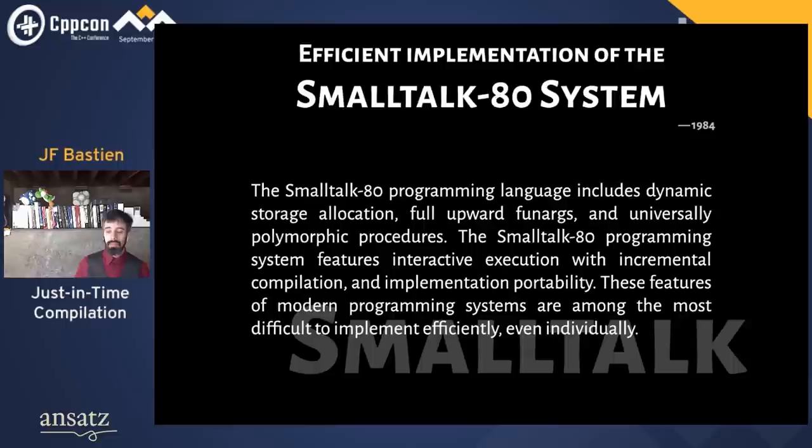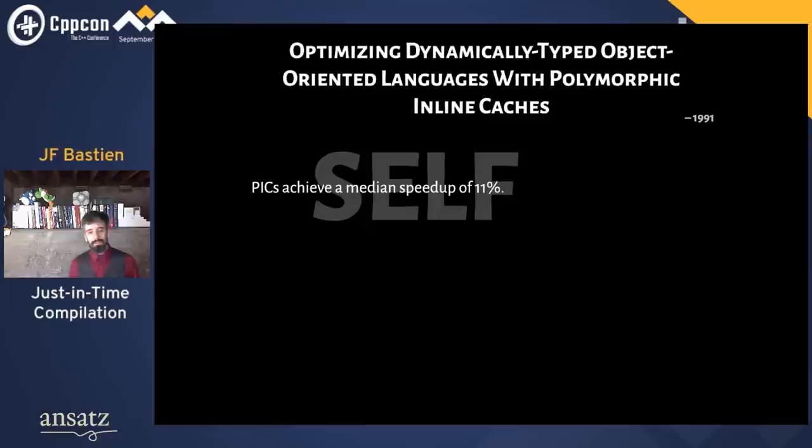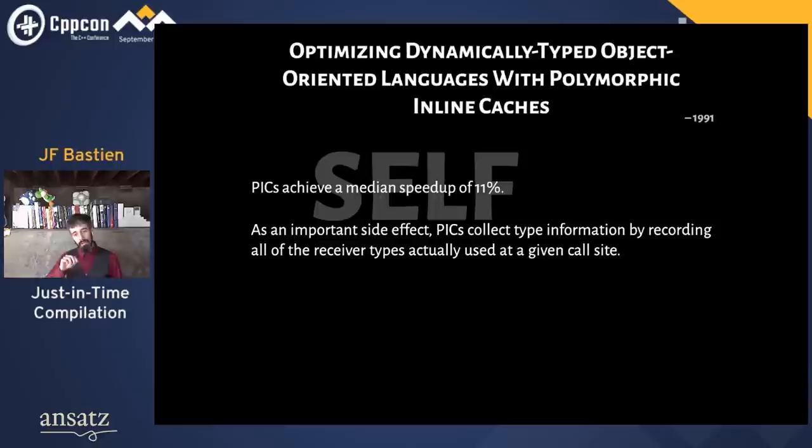All right, let's look at another paper that's really interesting. Optimizing Dynamically-Typed Object-Oriented Languages with Polymorphic Inline Caching, 1991, Self. So polymorphic inline caching, PICs, achieve a median speedup of 11%. As an important side effect, PICs collect type information by recording all of the receiver types actually used at a given call site. Right? So Self is a dynamic language, and types can change over time, right? The class itself can change over time, and PICs collect the information and then optimize based on it.